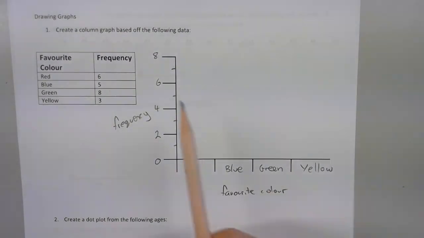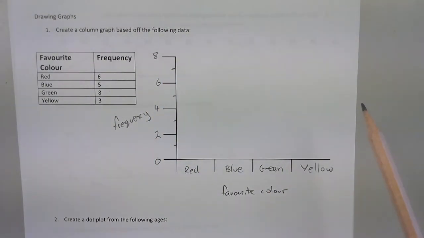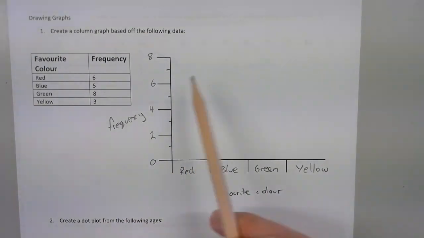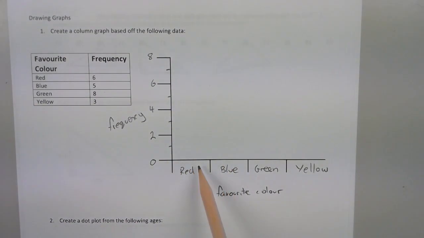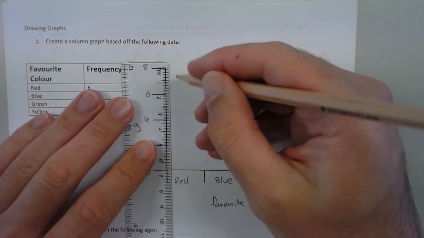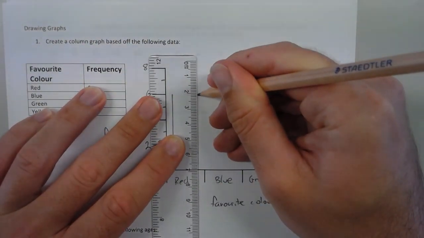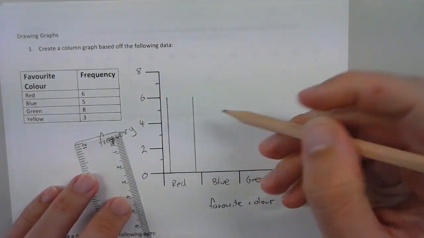Alright, now when you draw your column graph, obviously we must use a ruler and there must be gaps. So you want to put your bar sort of in the middle of this group of red. So red is up to 6. So I'm leaving a gap each side and drawing in the 6. I'll do the tops at the end.